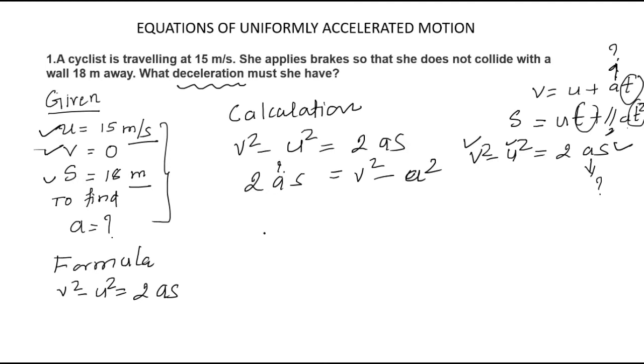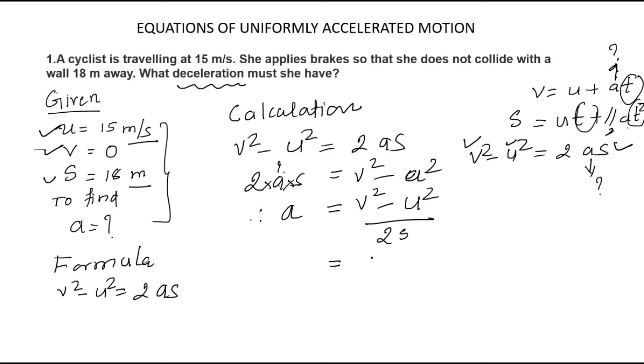I want a, right? Therefore a is equal to v square minus u square divided by 2s, since it's a multiplication here. When s and 2 go to the other side, it will be division. Okay, that's why v square minus u square whole divided by 2s. Now we'll substitute the values.